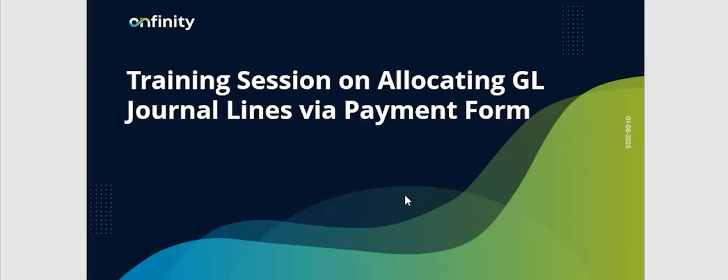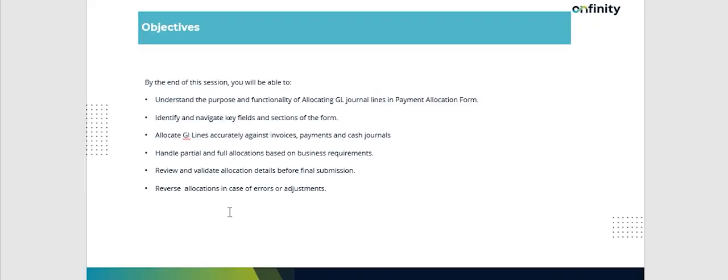Hello, everyone. Today's training session topic is allocating GL journal lines using the payment allocation form. In this session, you will learn how to use the payment allocation form to allocate GL journal lines with different types of transactions, such as unpaid invoices, unallocated payments, cash journals, and other journal entries.